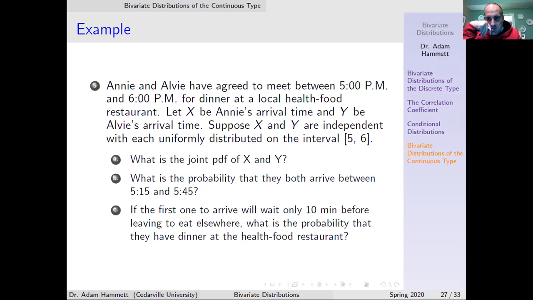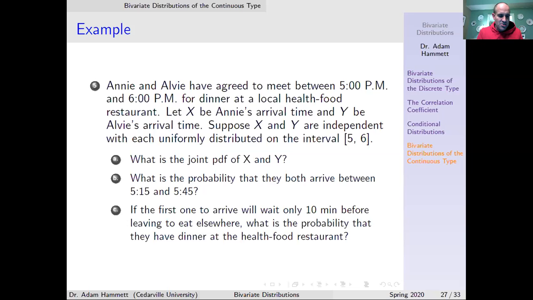So for some of the computations we're going to do here, we're going to have to think about it in context, because we're going from 5 to 6 on the number line. So 5:15 p.m. corresponds to 5 1/4 hours, right? So that'd be 5.25. And 5:45, which we see in part B, corresponds to 5.75 in that interval. So you have to do some translation back and forth there, okay?